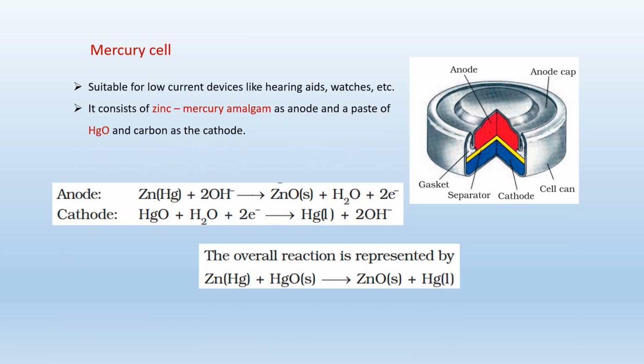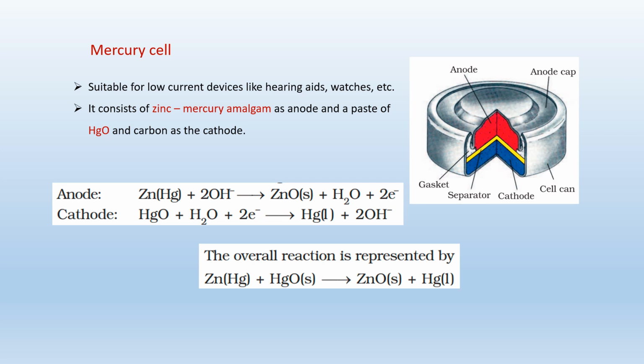Mercury cell. Mercury cell is a primary battery. It generates a low current, and you can see the mercury battery in hearing aids and watches, which have a small battery. That battery is a mercury cell. It consists of a zinc-mercury amalgam that acts as the anode and carbon as the cathode. In between, a paste of mercury oxide will be there.